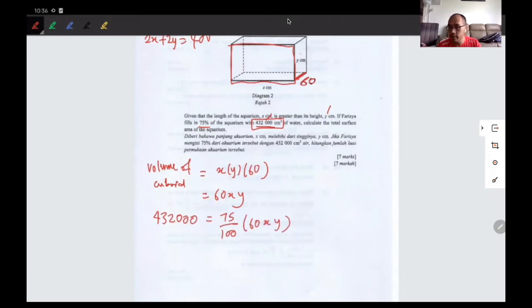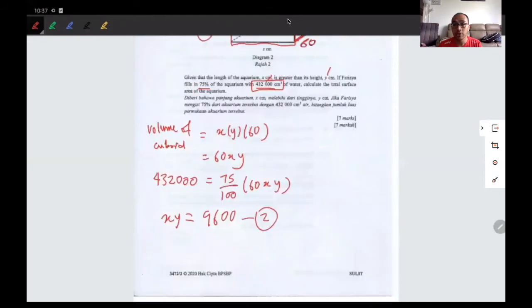Let me simplify this for you. So you will get 432,000 times 100 divided by 75 divided by 60. So you'll get xy equals 9600. This will be your second equation. So the first equation is there, second equation is there. You can basically do the simultaneous equations.